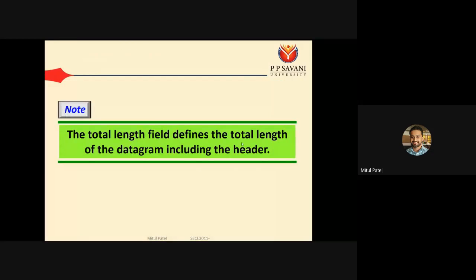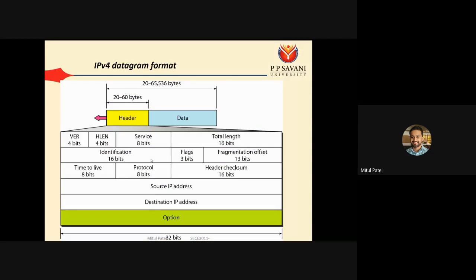Total length field defines the total length of the datagram including the header. From total length, if you want to find the data length, then data length is equal to total length minus header length into 4.